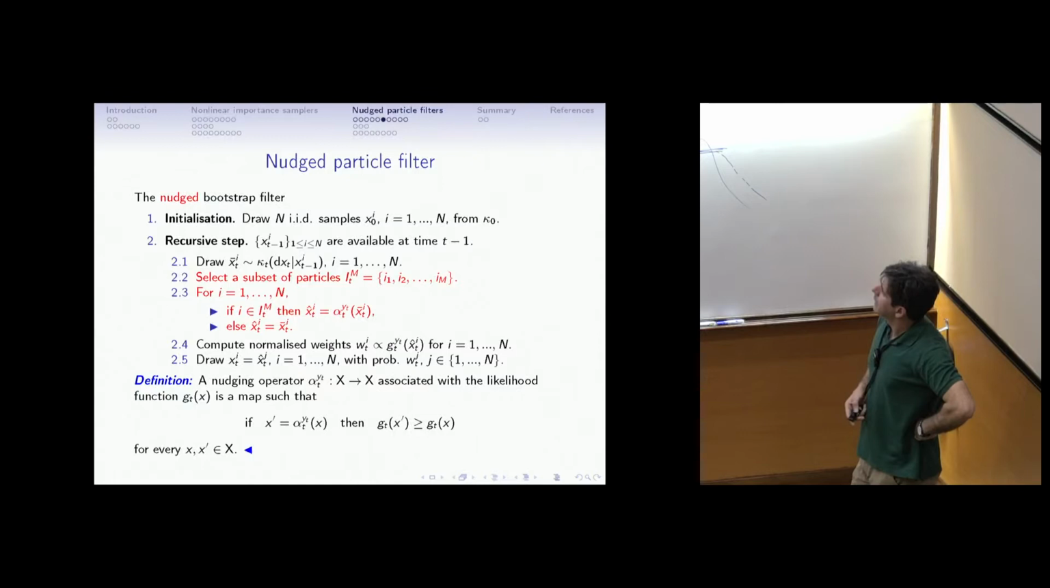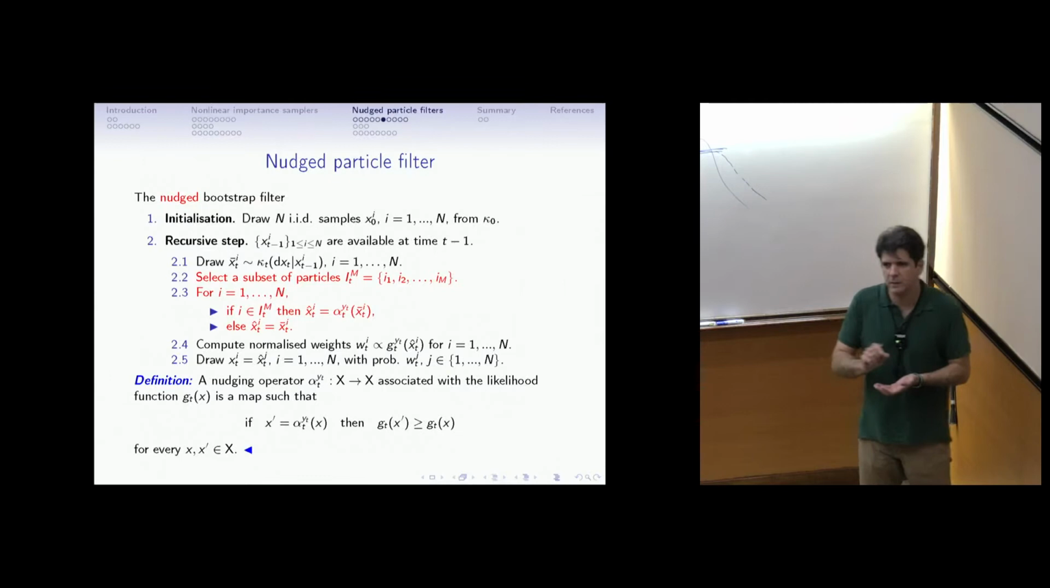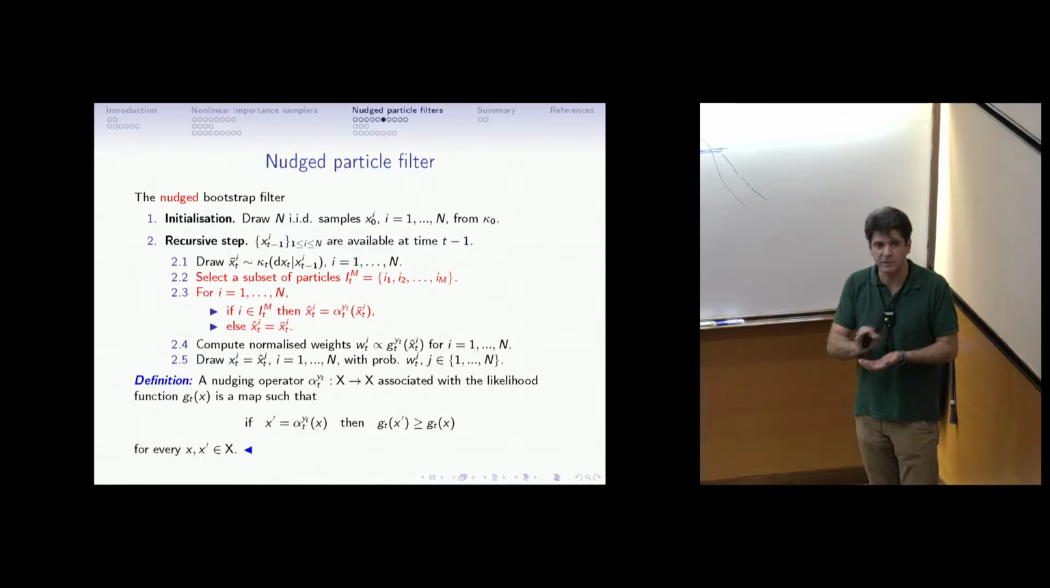What's this map, this alpha here? Well, I'm going to call it a nudging operator. It's just a map. It takes a point in the state space, and it returns another point in the state space. So very easy, very simple. But it has to return a point for which the likelihood at time t is greater than or equal to the original one. So these few selected particles that you are shifting, they should be shifted in a direction that increases their likelihood. Okay, so that's the nudging function. That's my alpha.